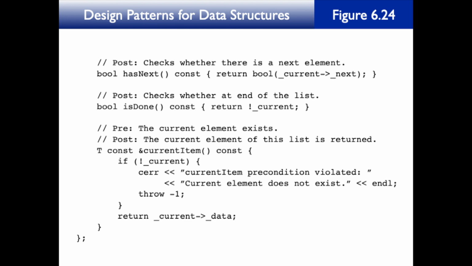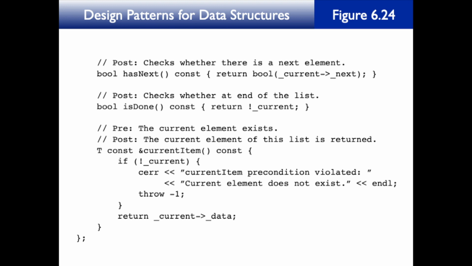All right, and then continuing on, the next part of the figure. There is a method called isDone, which is a Boolean. What it does is it returns underscore current equals null pointer, because if you're done, if you're at the end of the list, then current will be the null pointer. Of course, the implementation of isDone is invisible to the user of the iterator class.